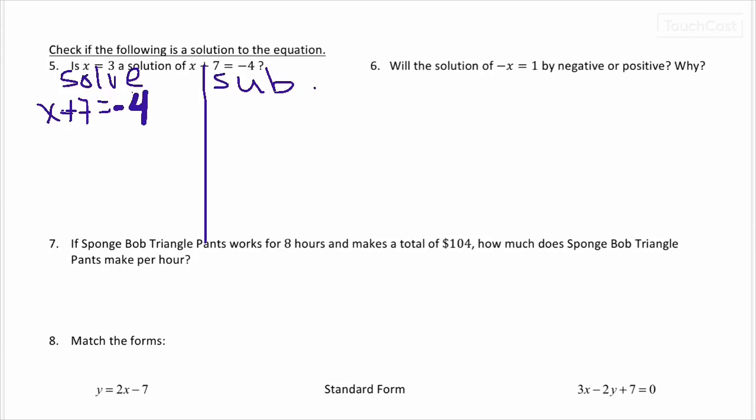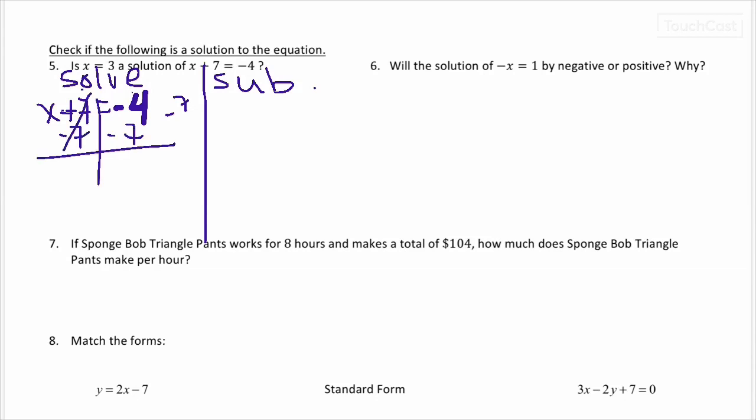Negative 4. Yeah, if you haven't noticed, every time I hit the eraser and come back, the font's thicker. You think I would have learned by now. Okay, so I'm adding 7, so I'm going to have to subtract 7. Okay, so minus 7.